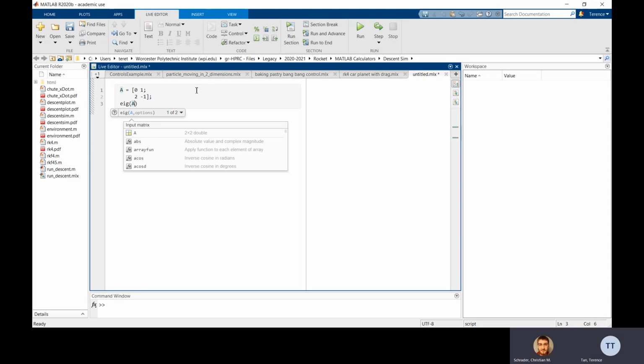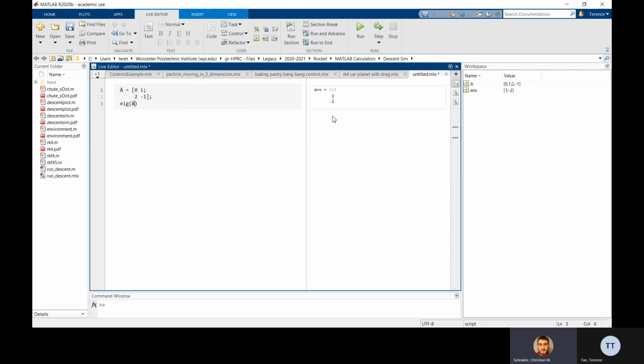Yep. So now let's just real quick run that. Okay, we get that. And each element is one of the eigenvalues of the system. So before we get into doing the control, what I'd like for you to do is first set up a thing to simulate this system over like 10 seconds or something.